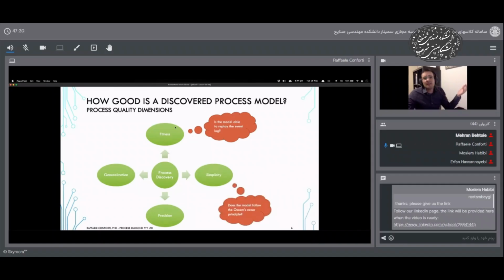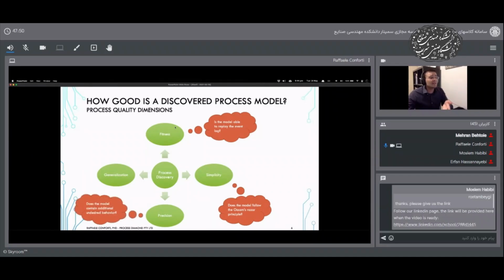Simplicity basically means literally how simple is my model. So the model that we saw before with all those lines clearly will score really badly on a simplicity level, simply because it's messy, it's difficult to understand, so it's the opposite of simple.